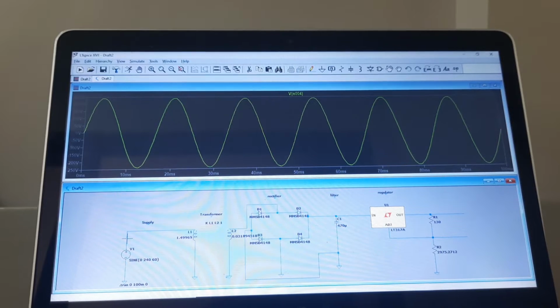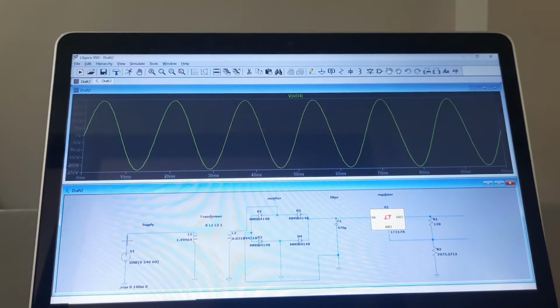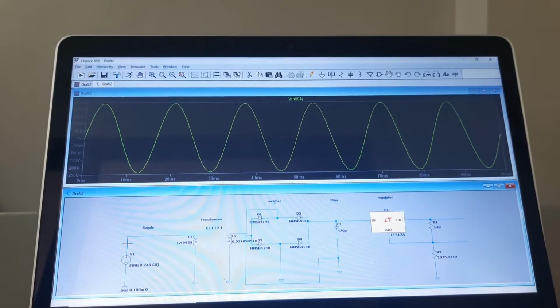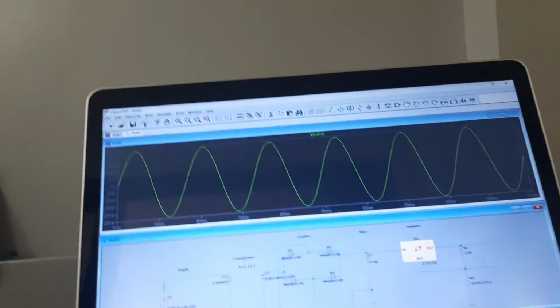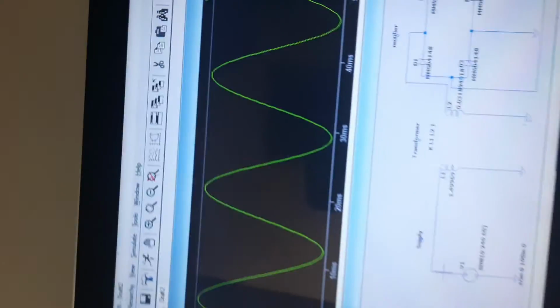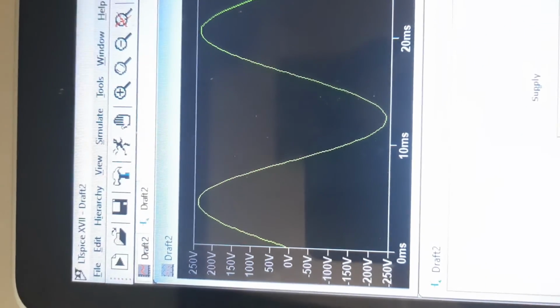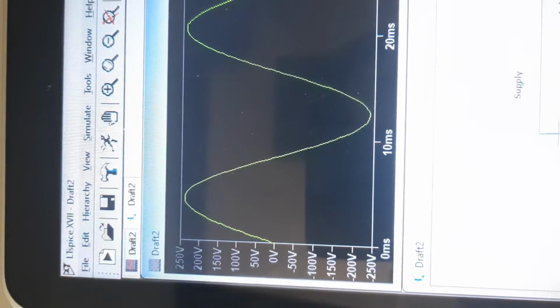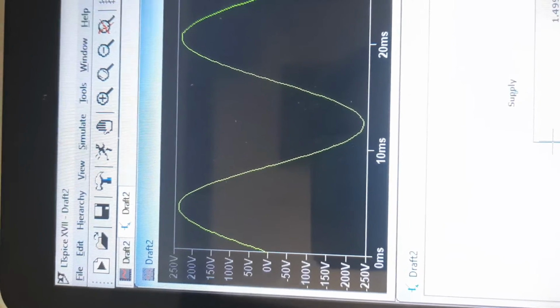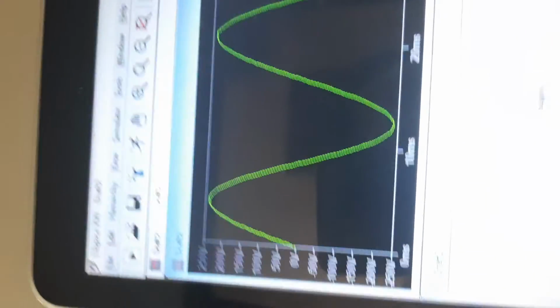As we can see, the oscilloscope shows a sine wave. If we look closer, it has a maximum value of near 250 volts, or say 240 volts.